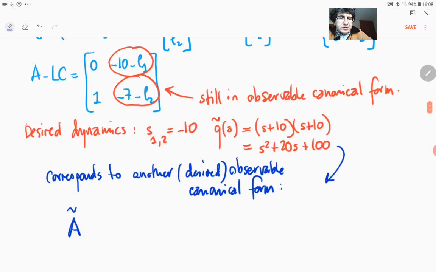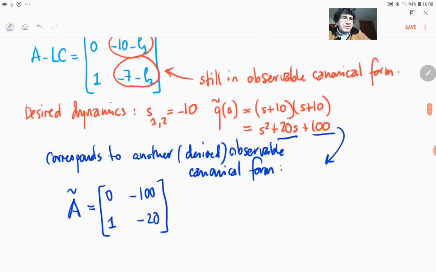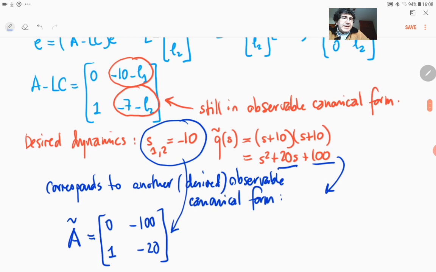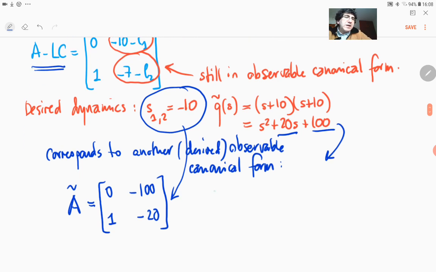And that's, let's call this A tilde, and directly from the denominator polynomial we can construct the A matrix, as you know, right? 0, minus 100, which is this coefficient, and 1 and minus 20, which is this coefficient over here. So we have the desired poles specifying a desired observable canonical matrix A tilde, and another matrix A minus LC, which is parametrized in terms of L1 and L2, and these two need to be equal to each other. So we want A minus LC to be equal to A tilde as a requirement.